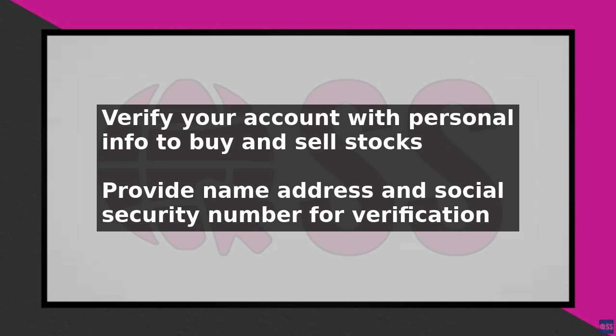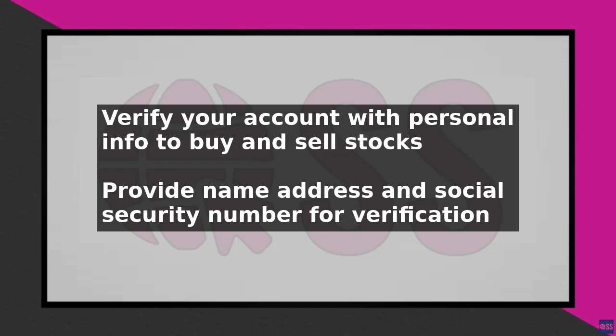Search for the stock you want to buy by typing the company name or ticker symbol in the search bar. Select the stock you want to buy and choose the amount you want to invest. You can invest as little as $1. Cash App also offers a feature called fractional shares, which allows you to buy a fraction of a share. This is useful if you want to invest in a stock that has a high price per share.